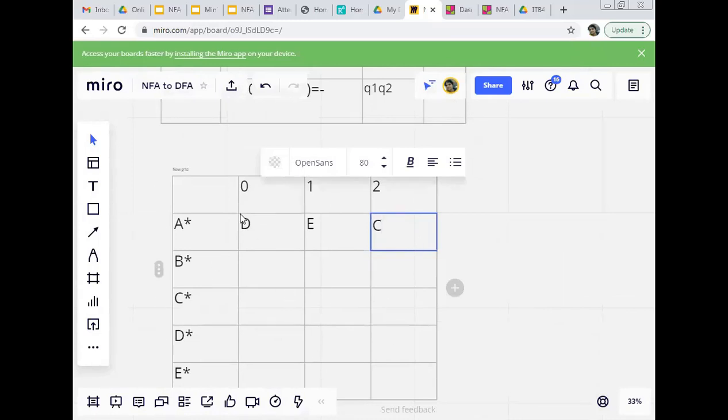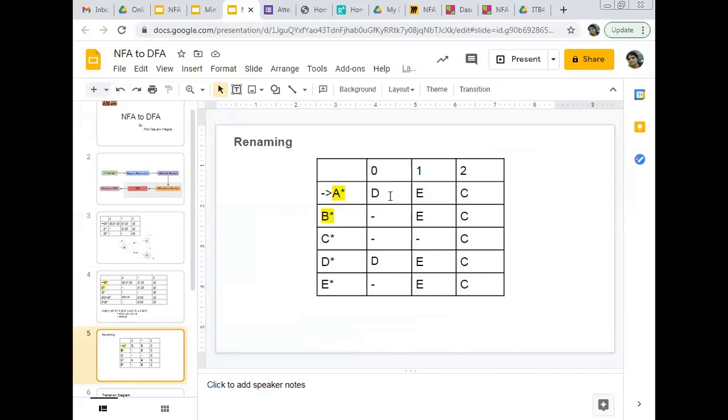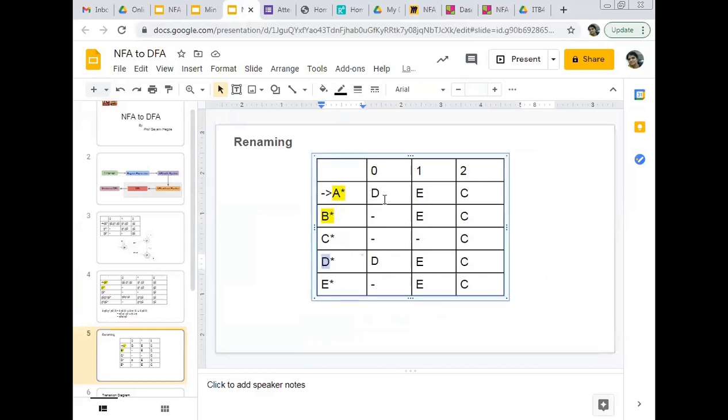Okay, so similarly, I have filled it here. Just check this. Any doubt in this? Just renaming it and putting the new name. हमने Q0, Q1, Q2 को D दिया था, तो यहाँ पे D दे दिया.